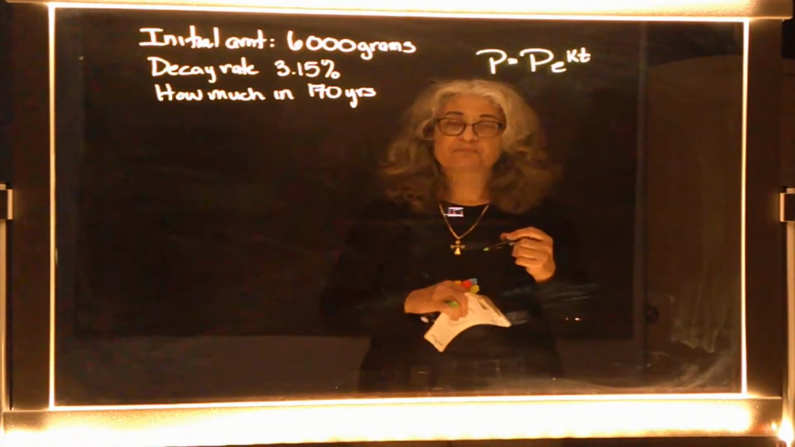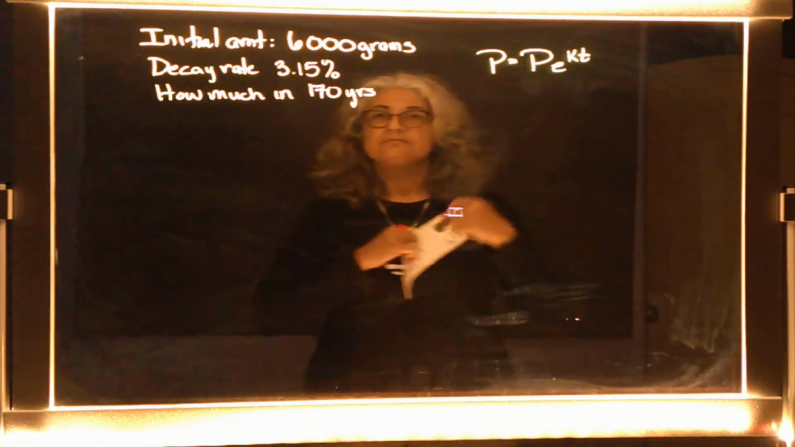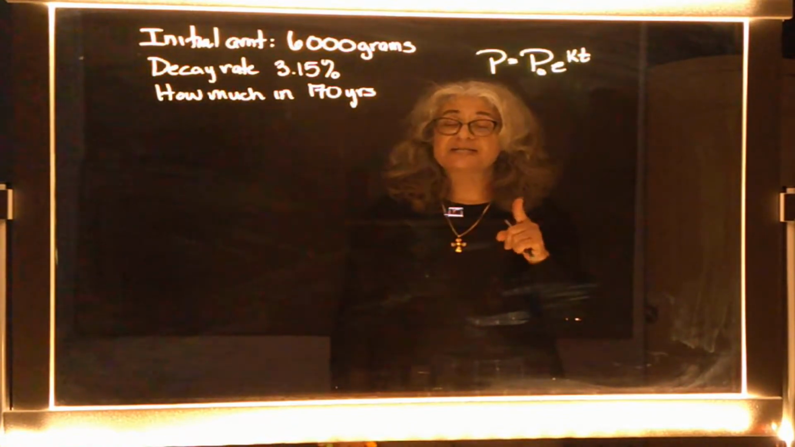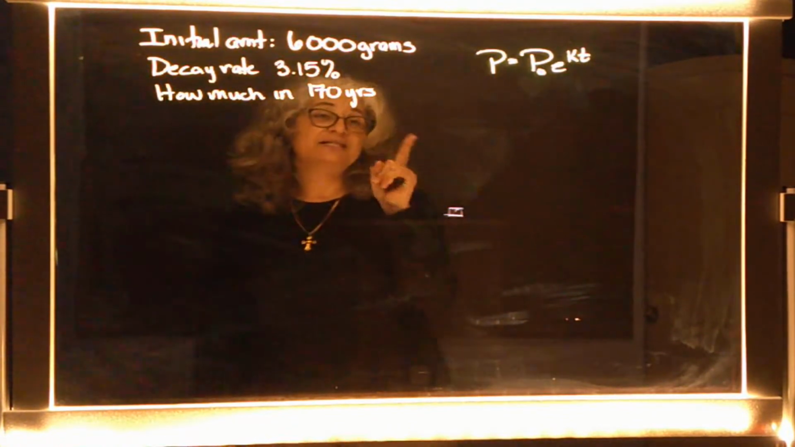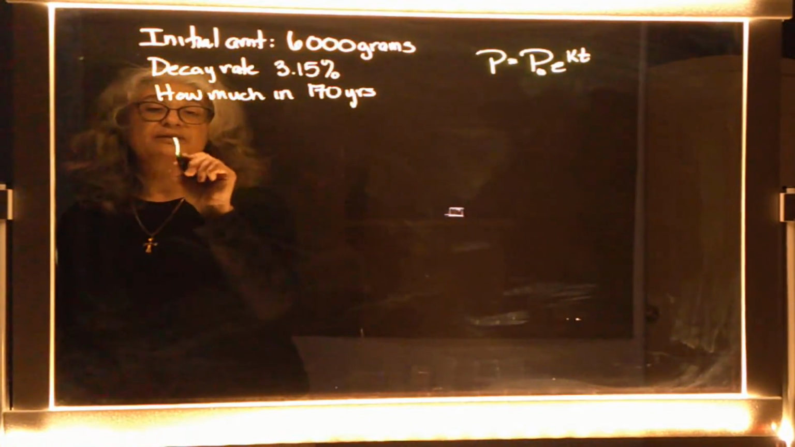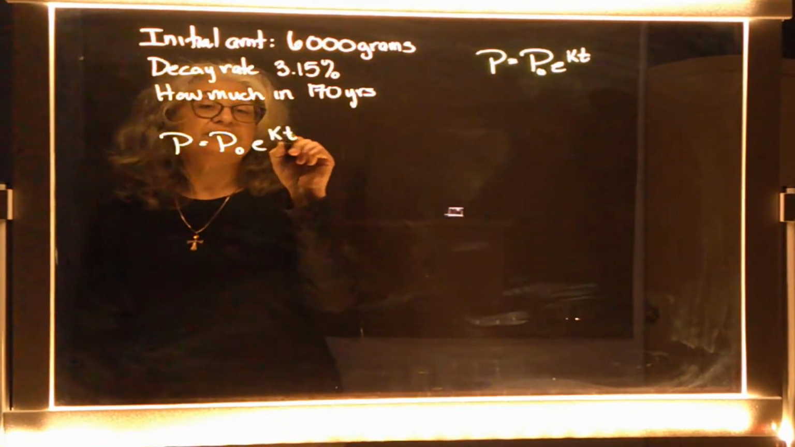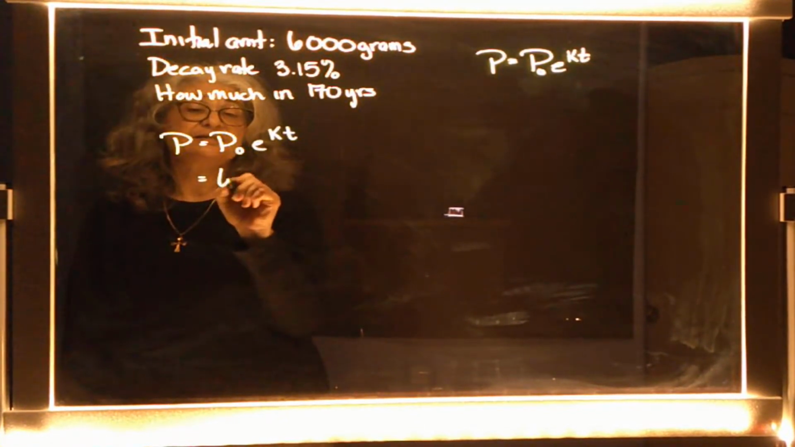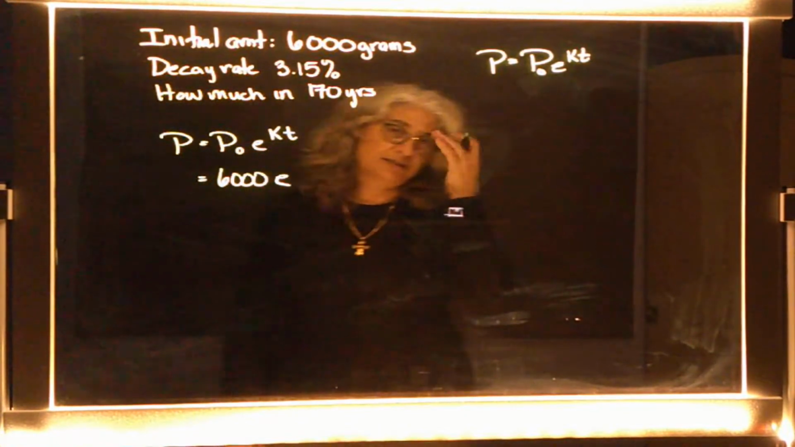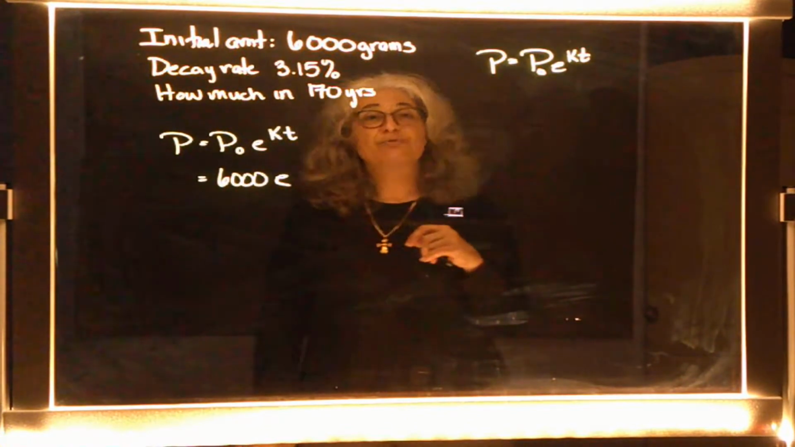Correct? Okay. So, whoops, I forgot something. Some of you noticed. Yeah. So here's the deal. What did they give us? They gave us an initial amount, which is the P sub 0, isn't it? Okay, so let me just rewrite the formula over here. So they gave us an initial amount, which is 6,000 grams. E, right? E is not a variable. E represents a number. They actually gave me a decay rate.